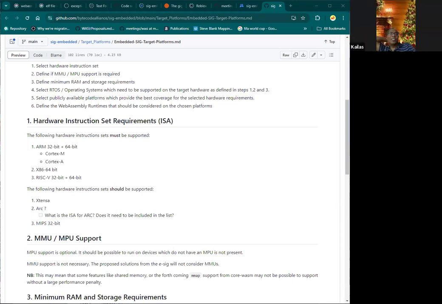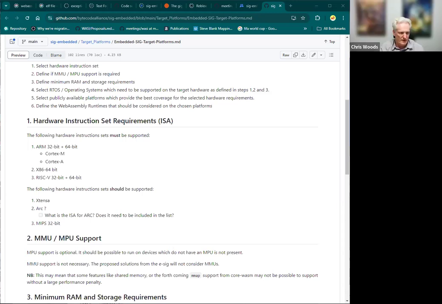I agree with that suggestion. Cool, all right, so that one. Xtensa was interesting, because I thought for sure that our colleagues at Midokura are using the ESP32.